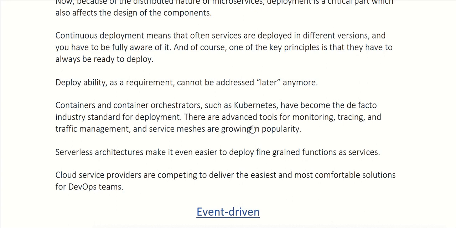Yes, so Kubernetes is the framework or the tool which is the de facto standard which most of the people are making use of for deploying the microservices. Okay, there are advanced tools for monitoring, tracing and traffic management, and the service meshes are growing in popularity. So you can explore more on this on the internet, guys, with respect to Kubernetes. Okay, serverless architectures make it even easier to deploy fine-grained functions as services.